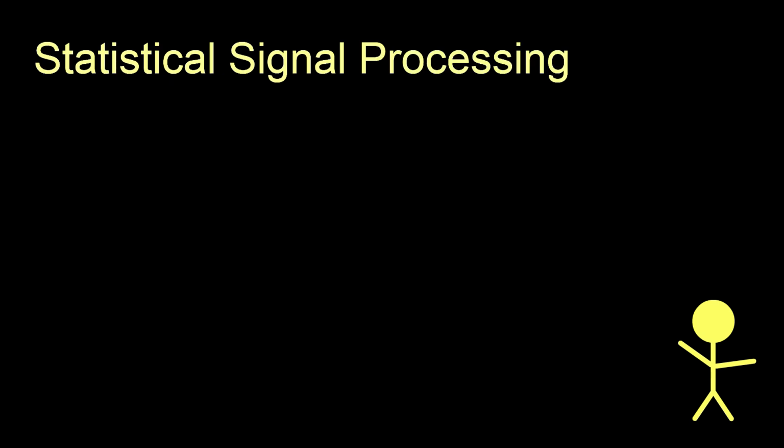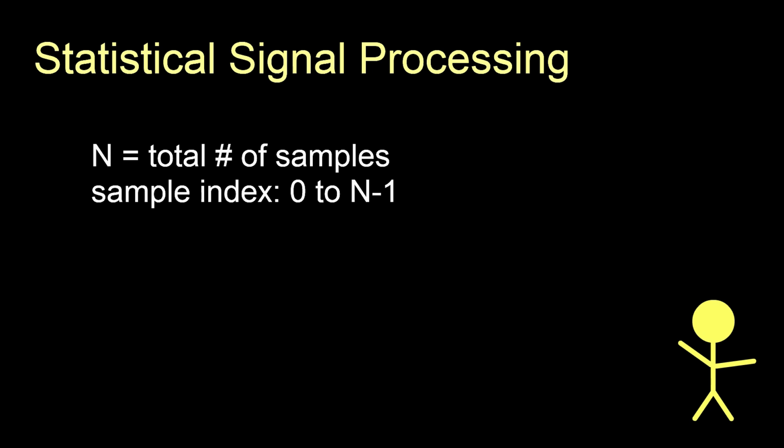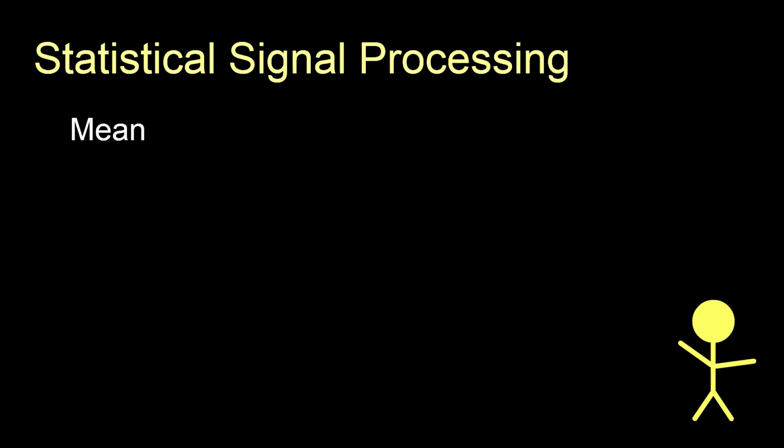There are many types of signal processing, including statistical signal processing, which just means using the signal's statistical properties to perform signal processing tasks. Let's talk notation. N is the total number of samples in a signal. The sample index runs from 0 to N-1, like indexes in computer programming. We will start with mean, which is just the mean. It's the sum of all amplitudes divided by the total number of samples, and it's denoted by mu.